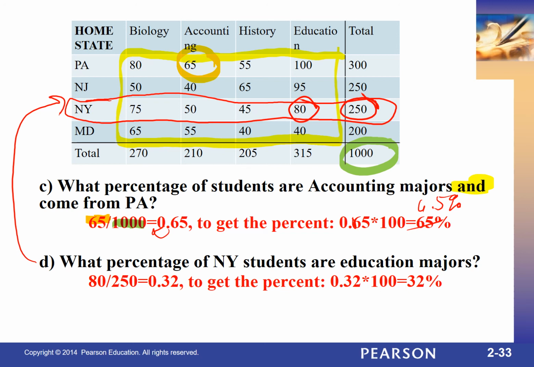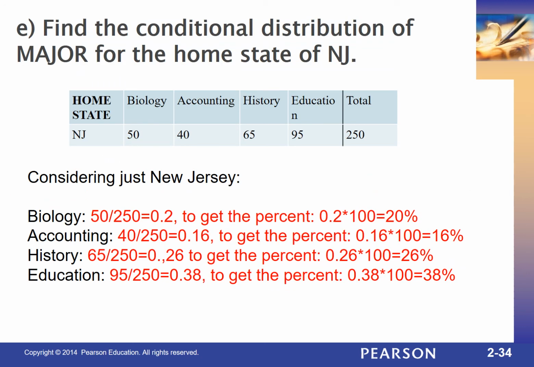Whew. Let's look at making a conditional distribution. Alrighty. So here we're going to find the conditional distribution for New Jersey. It's very easy to do. We're just going to look down the row of just New Jersey. I've removed everybody else from this table because we don't really need them. And then I just need to come up with the percentages for just New Jersey. So I'm going to take 50 and divide it by 250 to get the one for biology. It's essentially like ignoring the rest of the values for home state. So here's just New Jersey. It's 20%, 16%, 26%, 38% for the following values of the major variable.